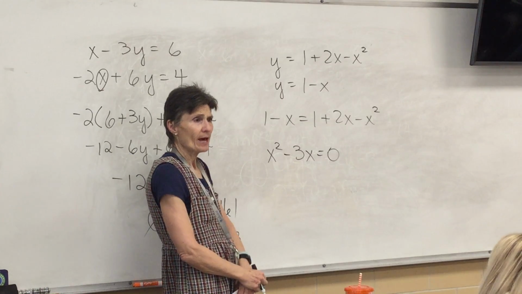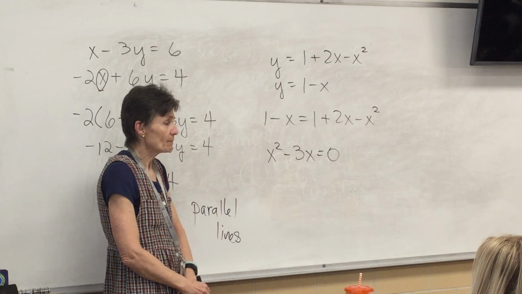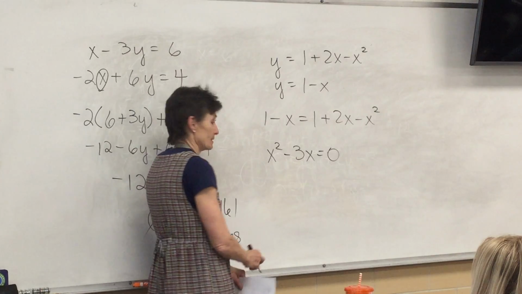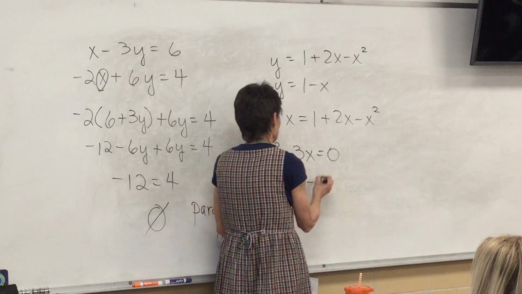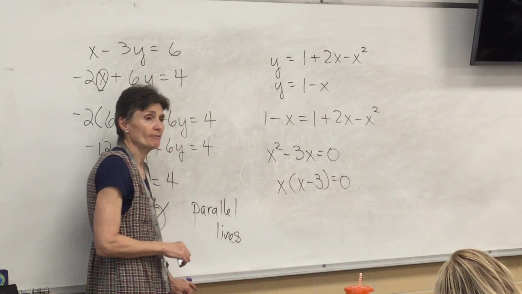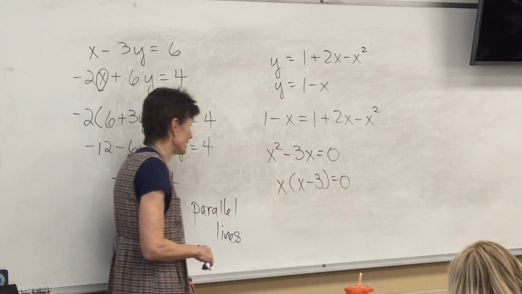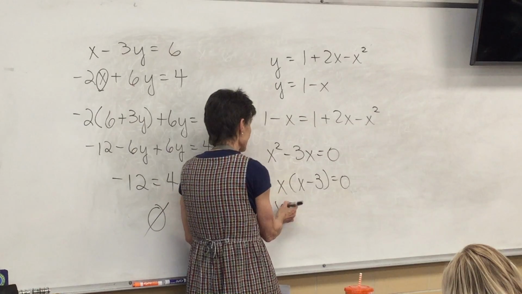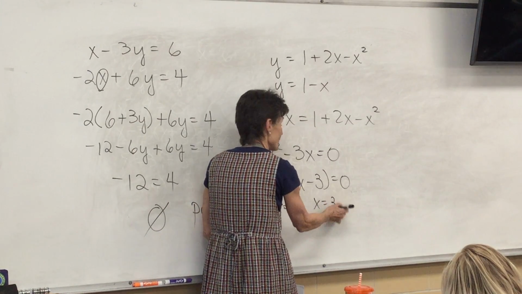How do I factor that? Abby? Take out the x and then it's x equals 0. Perfect. All you can do there is take out the GCF, just pull out the x. And then as Abby said, that means x is 0 or x is 3.